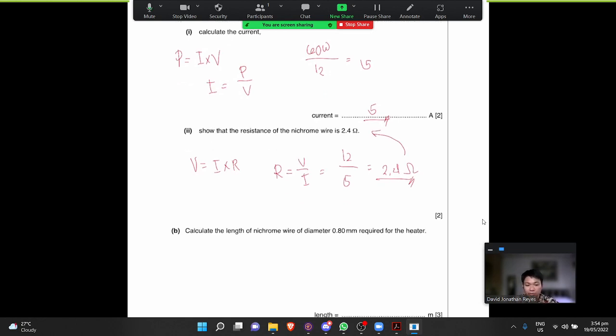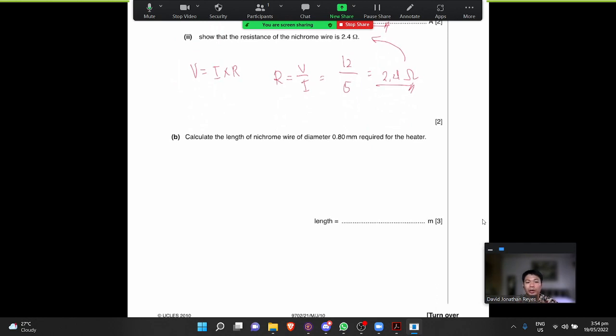The last one is you need to calculate the length of the nichrome wire of diameter 0.80 millimeter required for the heater. All right, here we'll be using the equation R equals resistivity times length over area. You are trying to find out the length, so make length the subject of your equation. That gives you L equals R times A all over resistivity. Now, we don't know what the area is, but we are given the diameter. So we can solve for the area, which is A equals pi r squared.